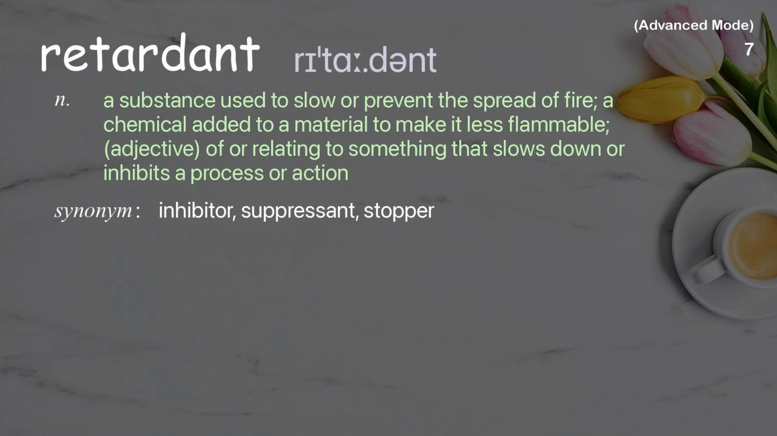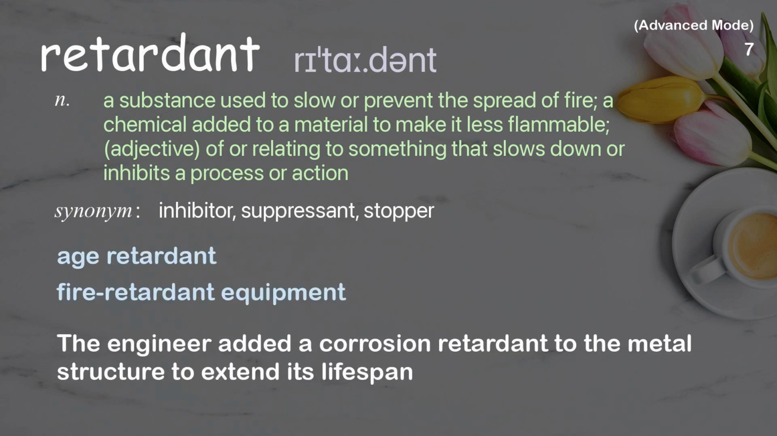Retardant. A substance used to slow or prevent the spread of fire, a chemical added to a material to make it less flammable. Adjective, of or relating to something that slows down or inhibits a process or action. Examples: Age retardant, fire retardant equipment. The engineer added a corrosion retardant to the metal structure to extend its lifespan.